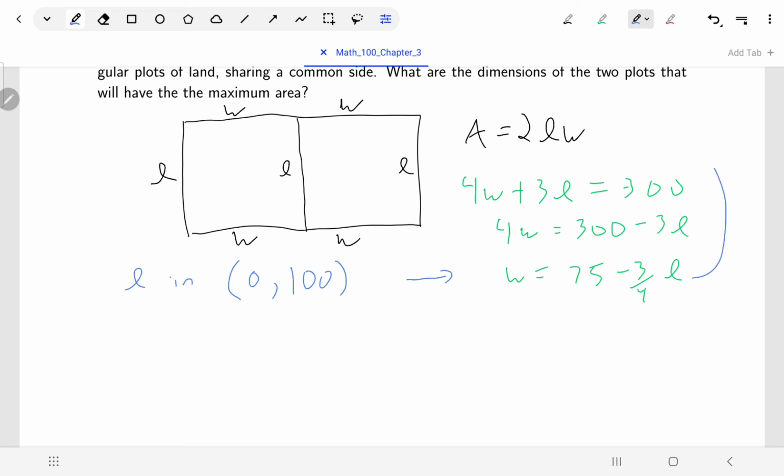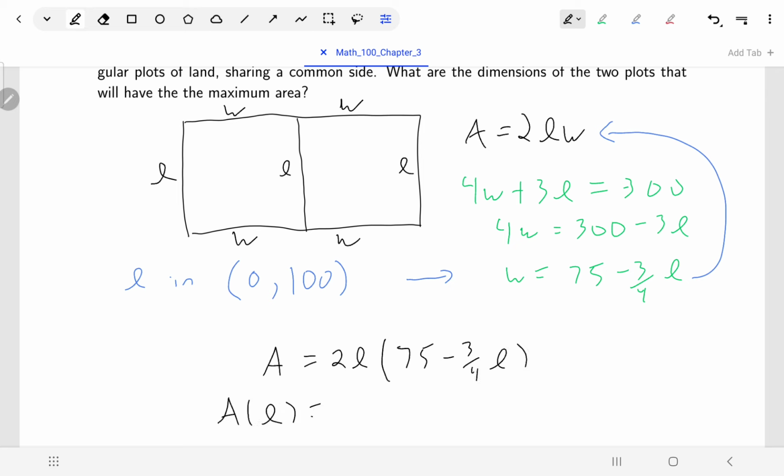If I were to take that formula for width and substitute it into my area equation, I would now have an area function just in terms of one single variable. Instead of area is 2 times length times width, it's area is 2L times 75 minus 3/4 L. Or in other words, this is now area as a function of length. And in fact, I can probably just expand that now. Multiplying it out, that would give me 150 times L minus 3/2 L squared.